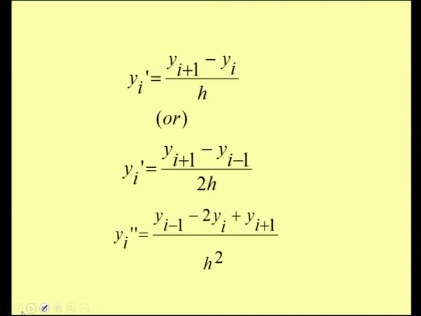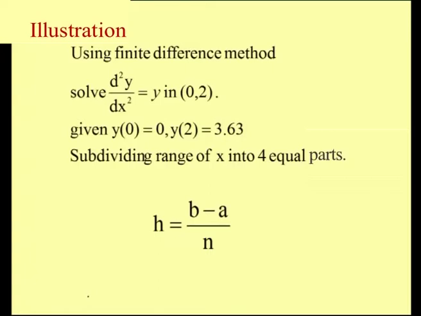We will solve this problem. Using the finite difference method, solve d square y by dx square is equal to y in the interval 0, 2. The 2-point boundary values are: y value at the first boundary x equal to 0 is 0, and the second boundary value, y value at x is equal to 2, is 3.63.